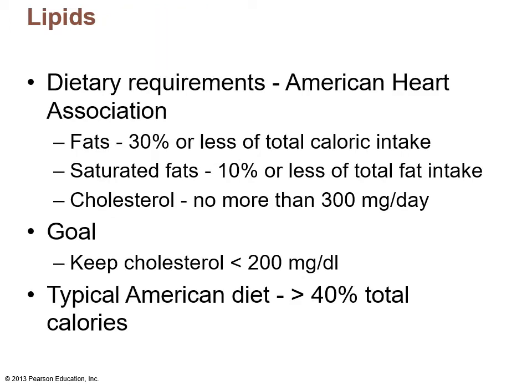So, the American Heart Association has said that fats should make up less than 30% of total caloric intake, saturated fats 10% or less, and your cholesterol should be no more than 30 milligrams per day. Now, the goal is to keep blood levels of cholesterol lower than 200 milligrams per deciliter. And in the typical American diet, greater than 40% of the calories taken in come from fat.